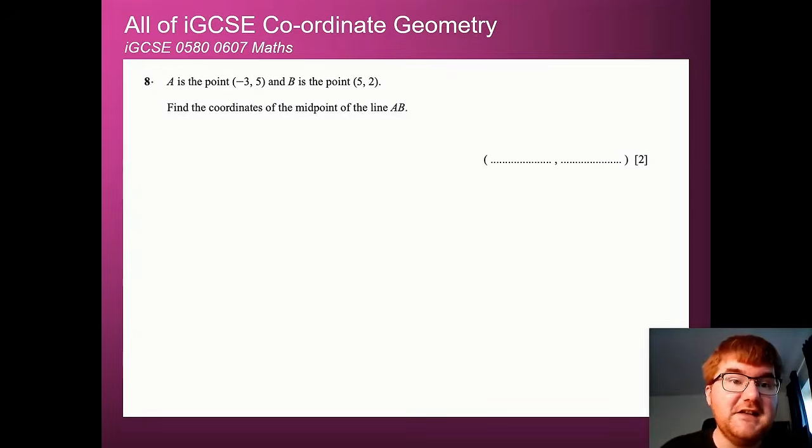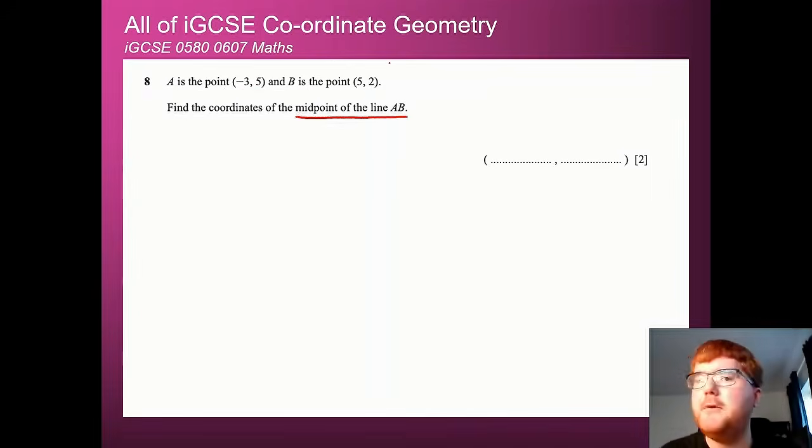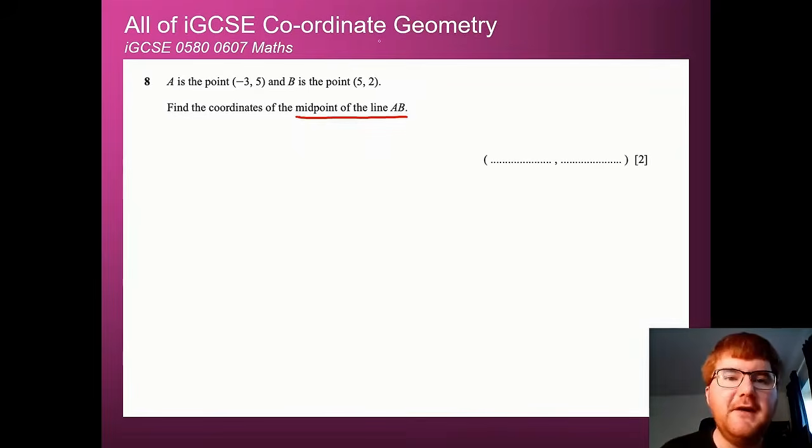Let's get started. So we've got a past paper question, question 8. A is the point -3,5, B is the point 5,2, and we need to find the midpoint of the line AB. A common question that comes up in both paper 2 and paper 4. In paper 4 it'd be a sub question, and we need to find the midpoint. So the way that we do this is we're going to find the average, the mean average of the x coordinates and then the y coordinates.